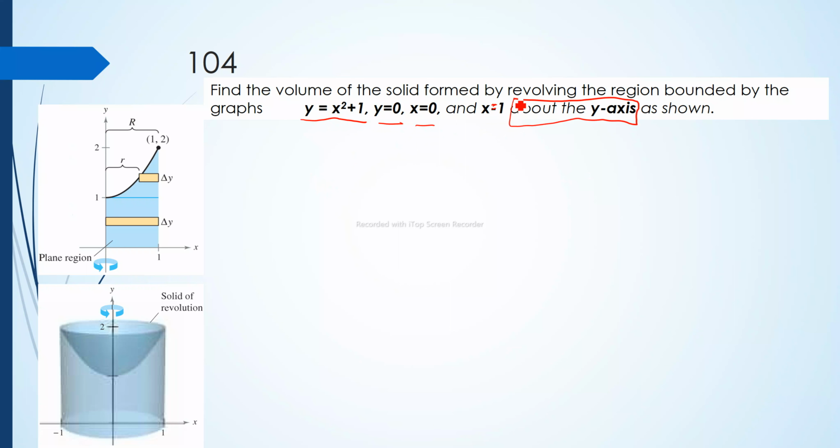Now, for this one, our axis of revolution is along the y-axis. And we have a solid of revolution formed here. It's already shown here. Now, if you can see, we have a curve here, but we need to get the volume from 0 to here.